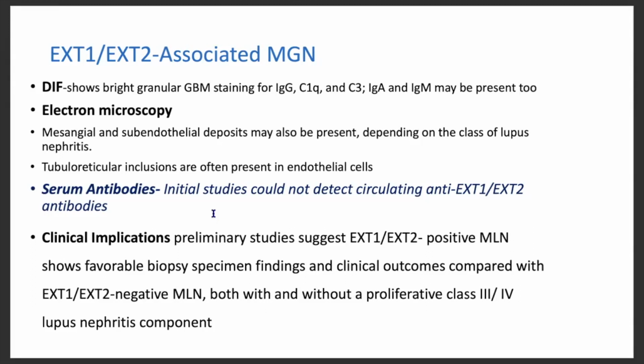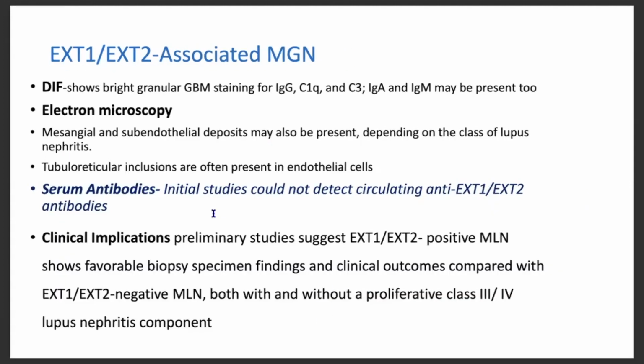There are a lot of studies going on right now, so it will become imperative. Even if you have a membranous lupus nephritis, the exhaustion staining can serve as a prognostic marker. Going forward, there will be a lot of studies, and probably some of these will get incorporated into the classification of lupus nephritis. That is exactly where we are heading.